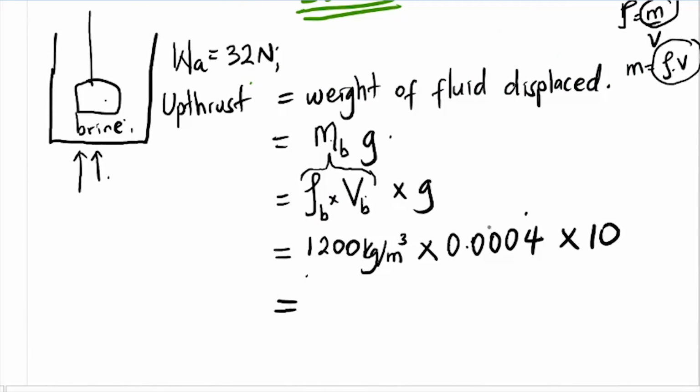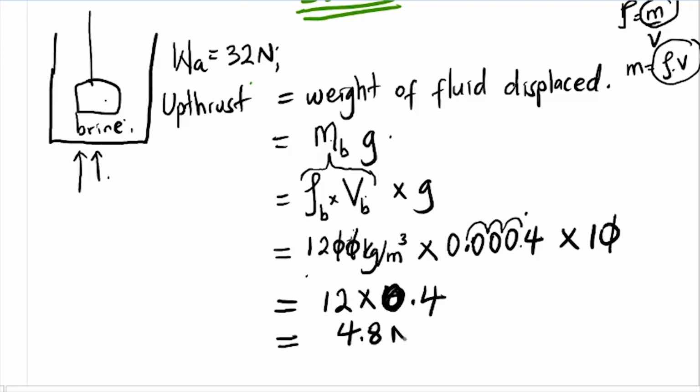So that is going to become, of course, this is going to end up being that 0 cancels, that decimal point moves there. That 0 cancels, the decimal point moves up there. This 0 cancels, that decimal point moves there. So we shall end up with 12, multiplied by 0.4, right? So what we have here is 4.8 newtons. So 4.8 newtons so happens to be the upthrust.